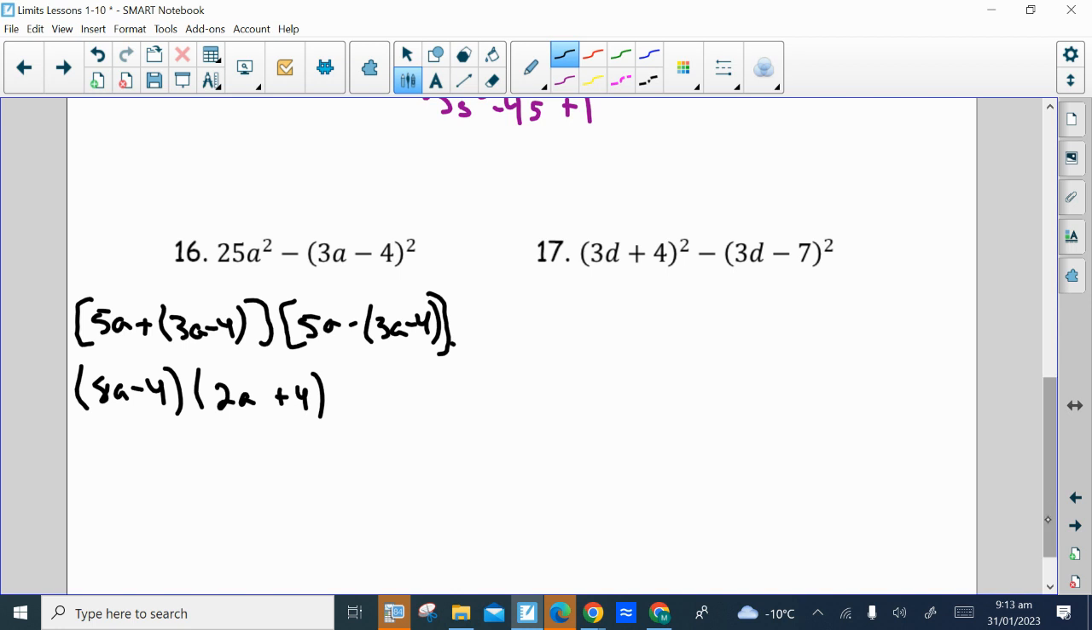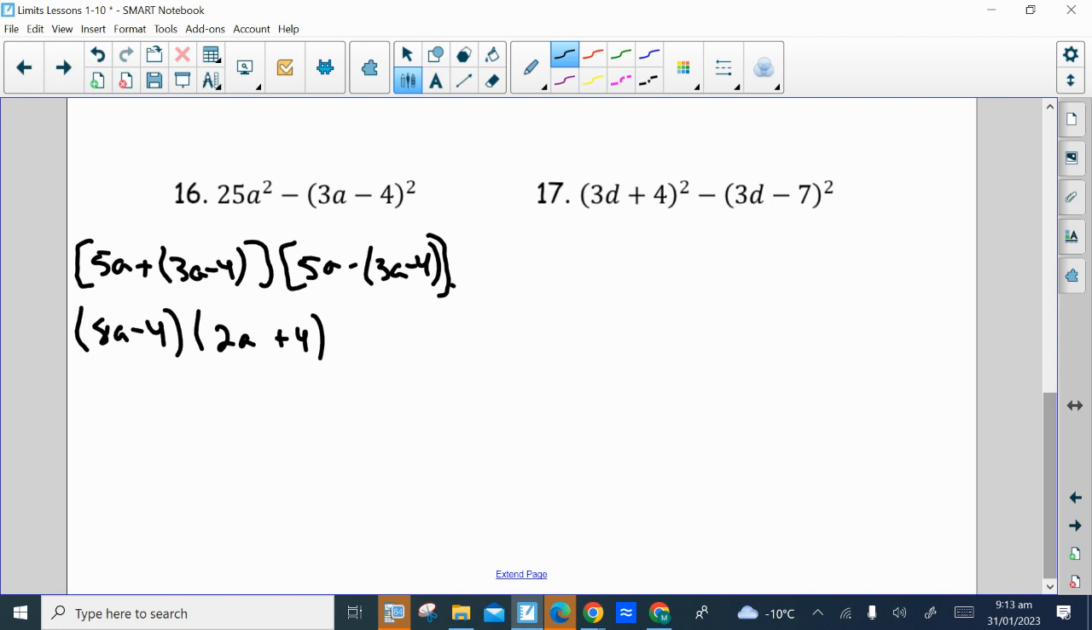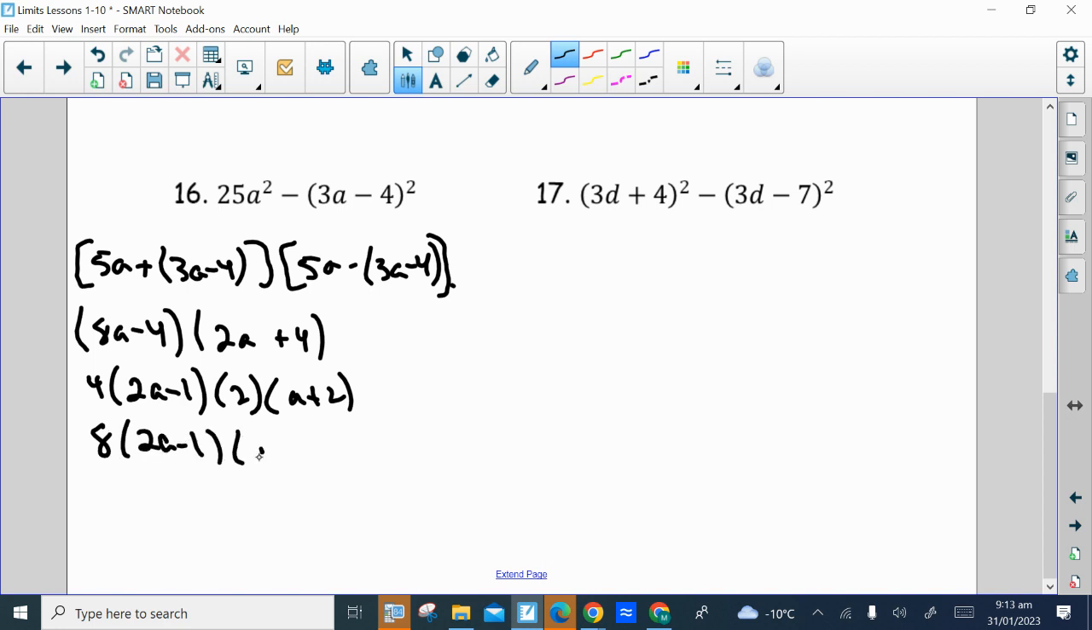And we're not done on this one, because when you're asked to factor, you keep factoring until you can't factor anymore. In the first binomial, there's a common factor of 4 to take out, which leaves us with 2a minus 1. In the second bracket, there's a common factor of 2 to take out, which leaves us with a plus 2. And we multiply the 4 and the 2 together, and there's the final factors.